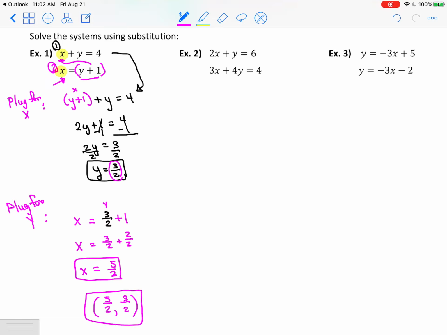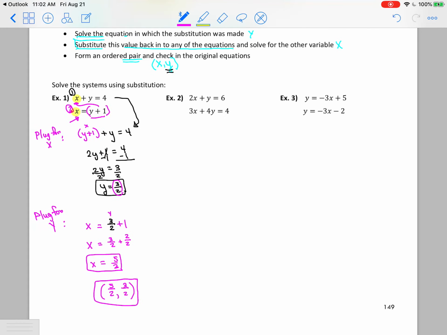And of course you can check by plugging that back in, right? You would take your 5/2 and you would plug that back into your x in both of those equations. You would take 3/2 and you would plug that back into your y in both equations, and you would just make sure that this solution here works in both of those equations. That's how we check.